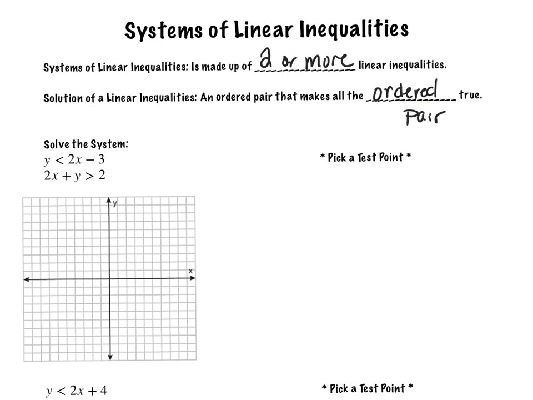So remember yesterday we talked about this. When I go to graph these, I'm graphing just like I graph a line. So if I look at y is less than 2x minus 3, where am I going to start when I go to graph that? Negative 3. Make a point there. What's my slope? 2. So I'm going to go up 2 over 1.